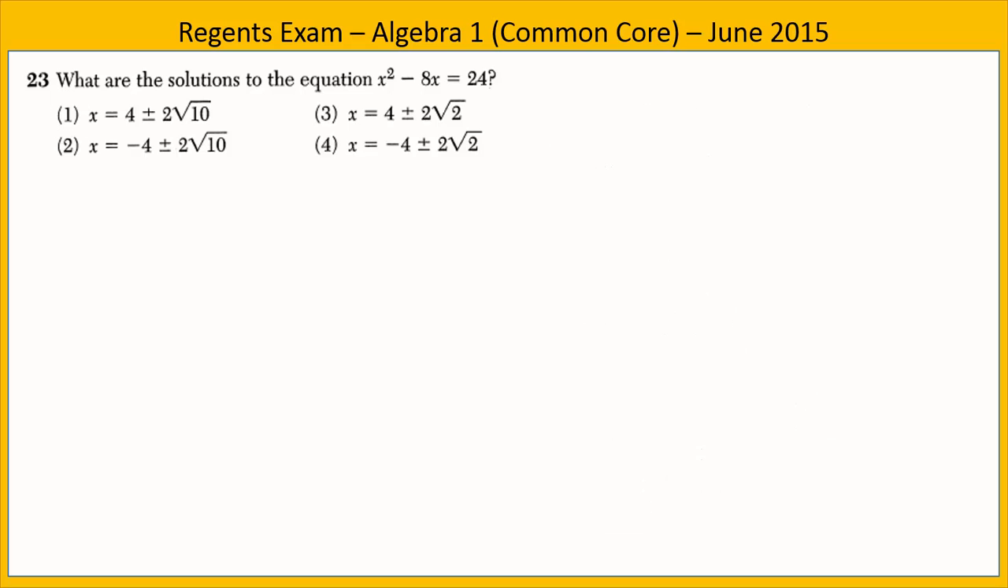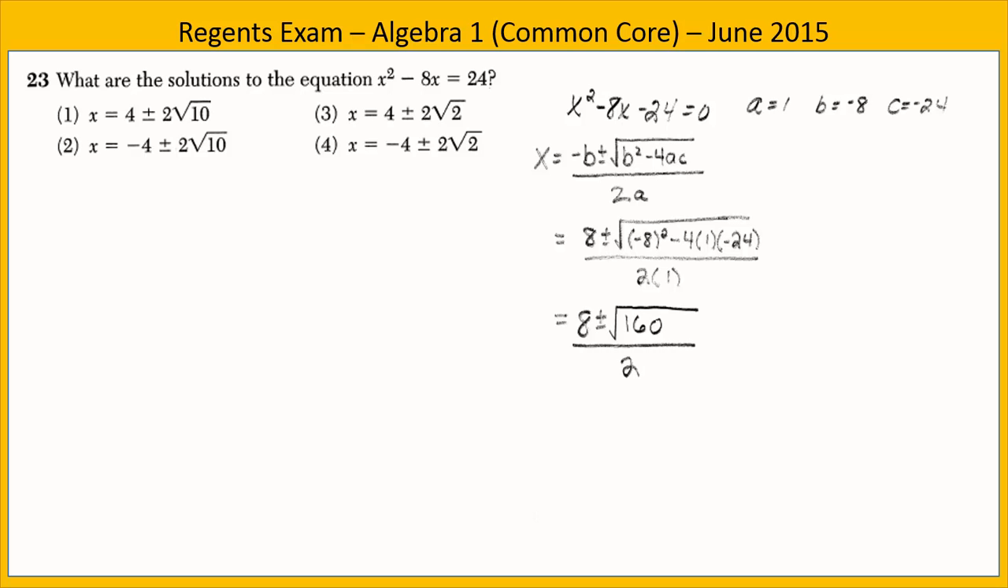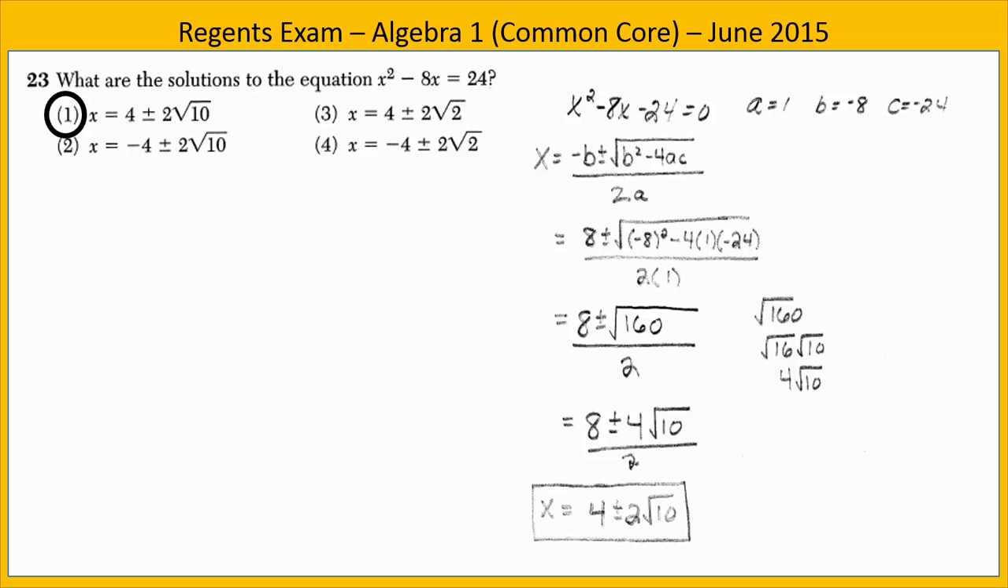Another possibility would be to use the quadratic formula. Set the equation equal to 0, identify your a, b, and c values, and then substitute those values into the quadratic formula. Evaluate the radicand, simplify the radical, and then distribute the division. x equals 4 plus or minus 2 square roots of 10. And so once again, choice 1 is the answer.